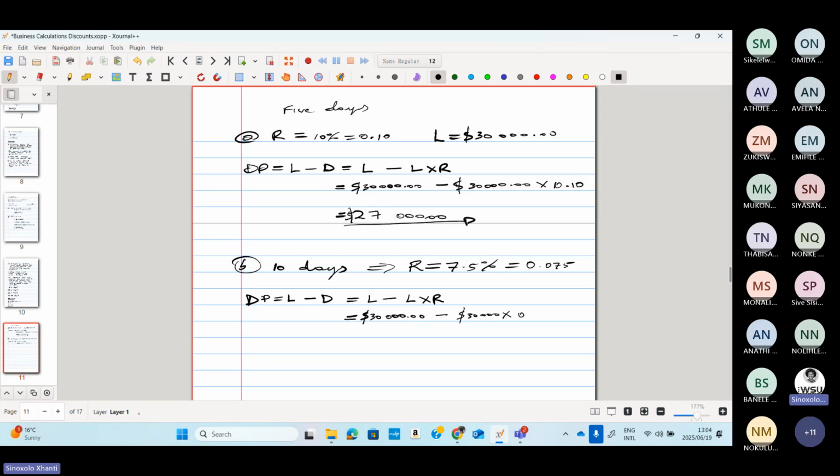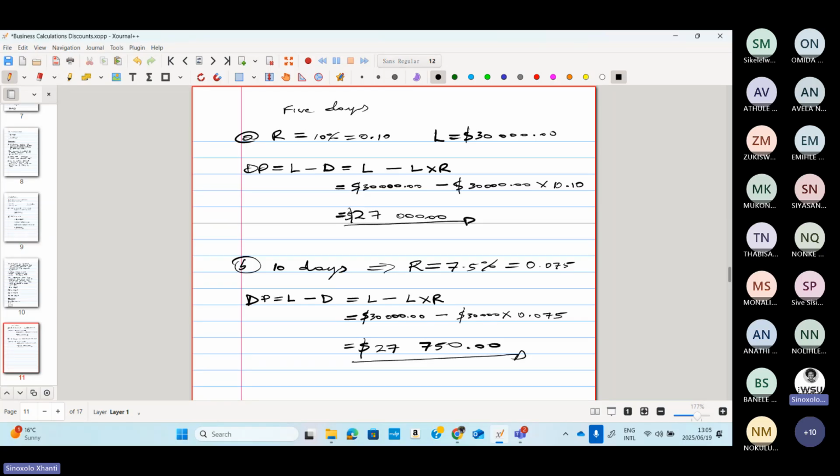Our R is 0.075. What is the final answer? So all I need to change here is this 10% to 7.5%. The answer now, this guy or the store is supposed to pay $27,750. So that is actually what we are having in this particular case.